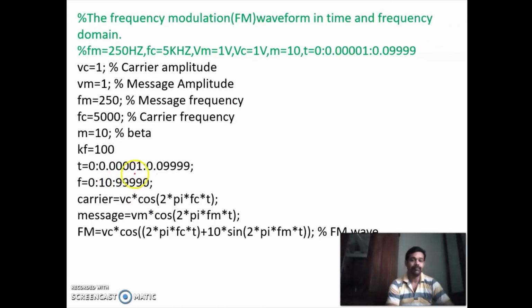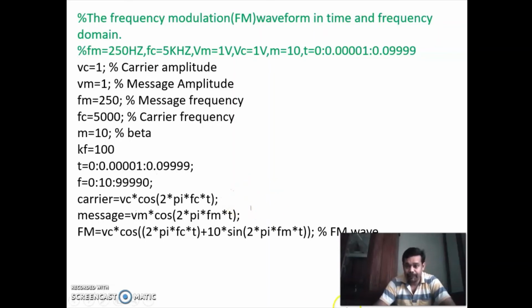Okay, now next we are going to define the carrier signal, Vc cos 2 pi Fc into t, and the message signal Vm cos 2 pi Fm into t. We have defined the carrier signal and the message signal.